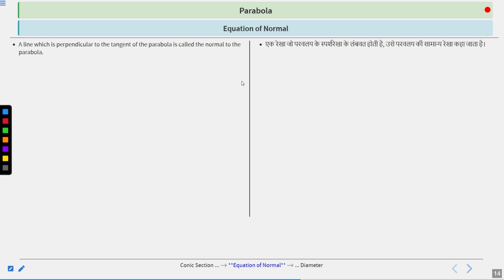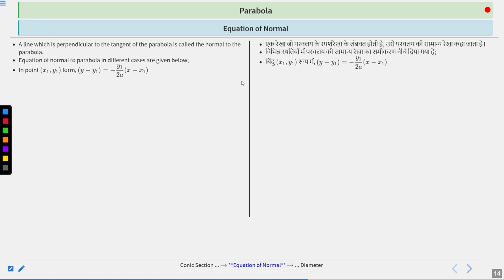Next, equation of normal. A line which is perpendicular to the tangent of the parabola is called the normal to the parabola. Equations of the normal to a parabola in different cases are given below. In point form, the equation of the normal can be written as y minus y1 is equal to minus y1 by 2a into x minus x1.